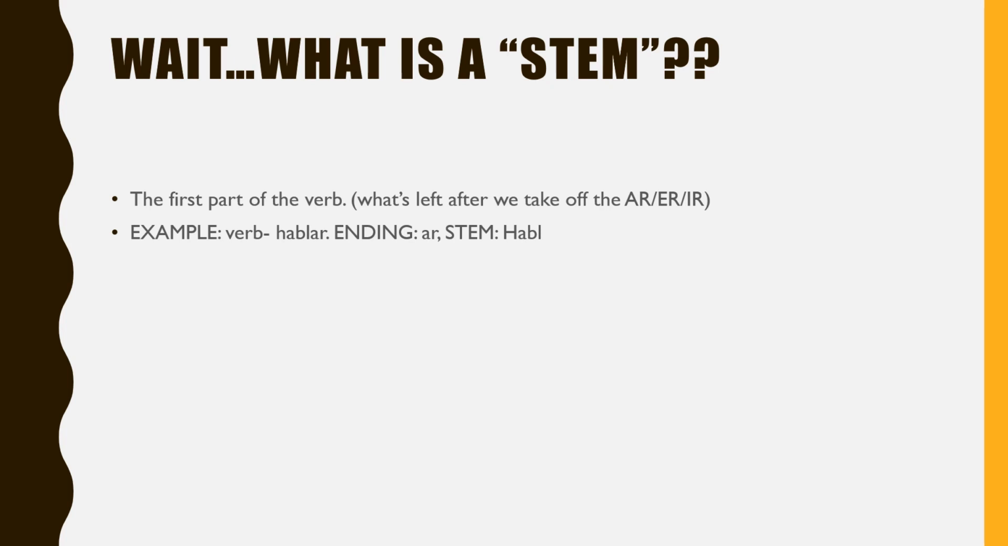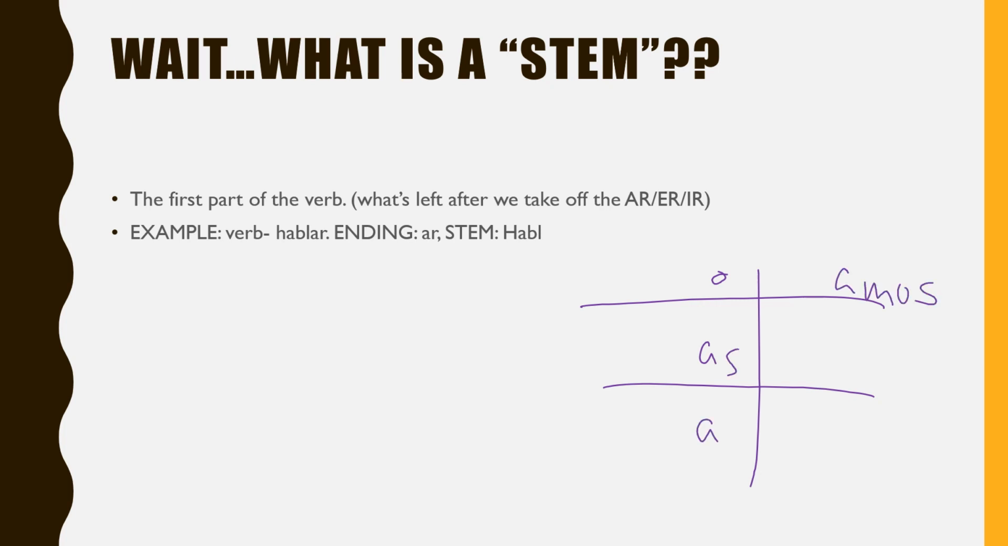So for example, here we have hablar. It's an AR ending, and once you take that off, what you're left with is habl. We put the habl in every single one of the boxes. So when you have the little box, the ending here is o, and then as, a, amos, etc. Habl goes in every single one. That stem is repeated throughout.